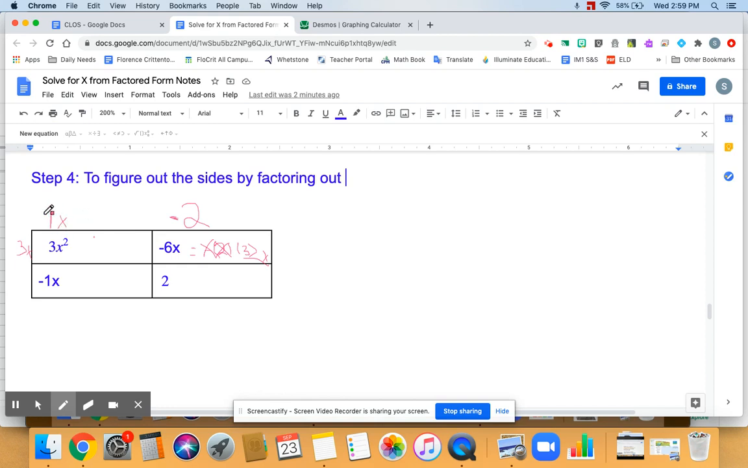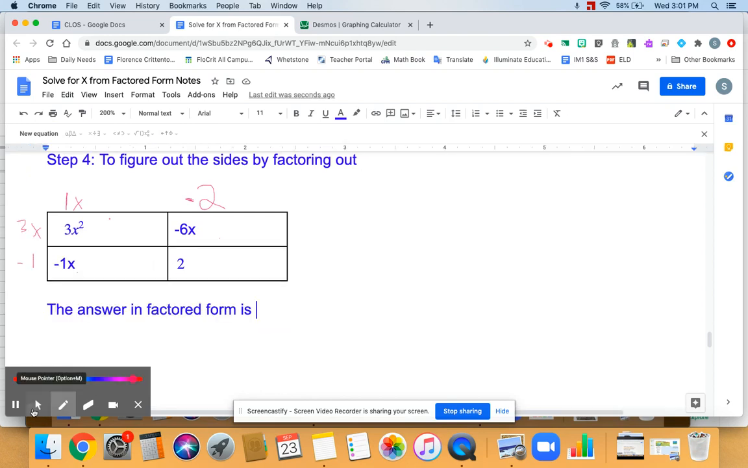So now when I do 1x times something to get -1x, best way to think about it is this 1 was taken away when it went up there. This x was taken away when it went up there. So it has to be negative and then 1. Because -1 times 1 will still give me this 1, and then the x comes from there. So now, finally, if this is -1 and this is -2, is -1 times -2 positive 2? Yes, it is. So then that works out well, like we want it to.